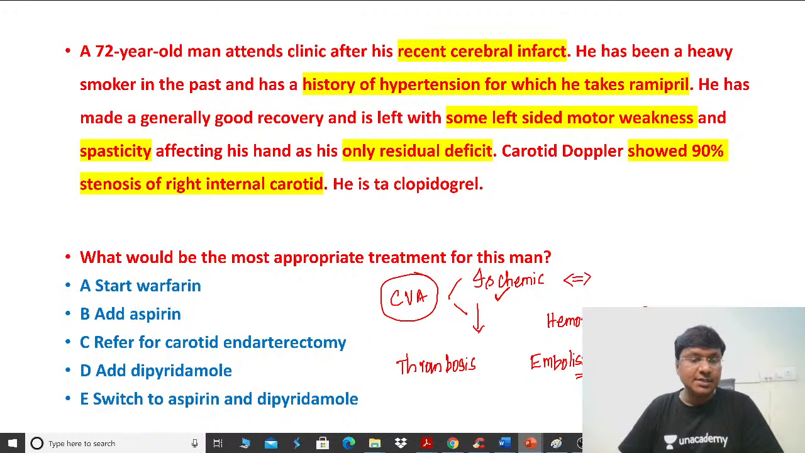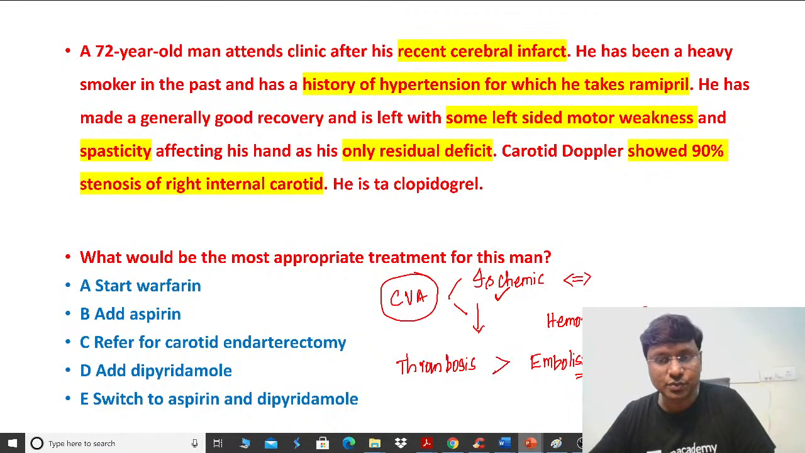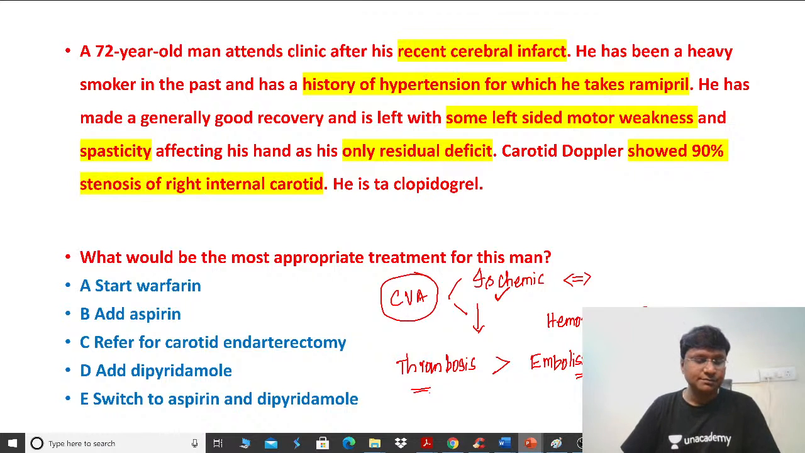Now tell me, what is the cause for your ischemia? Is it thrombosis or is it embolism? The most common cause for the ischemic stroke will be thrombosis.